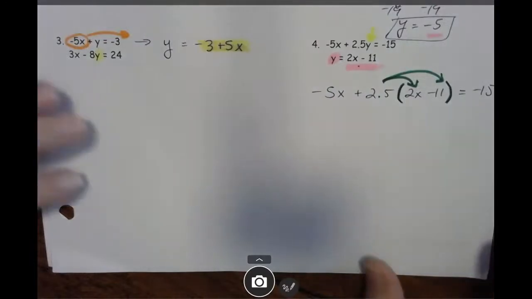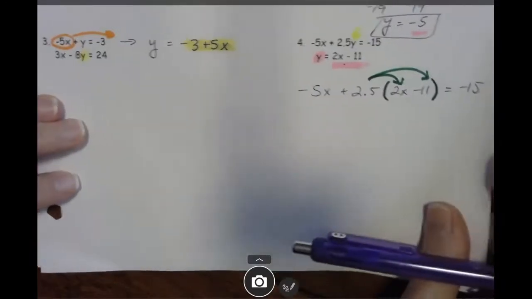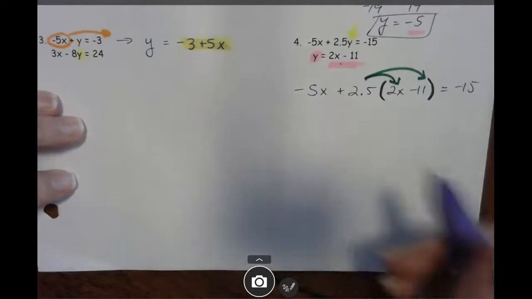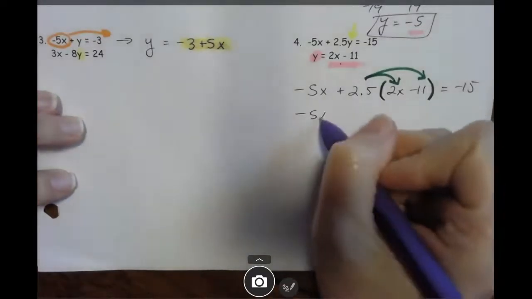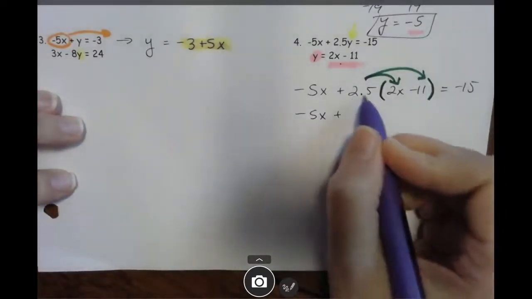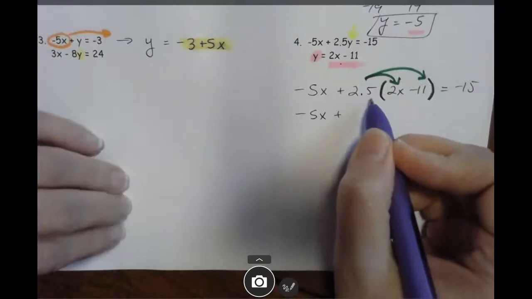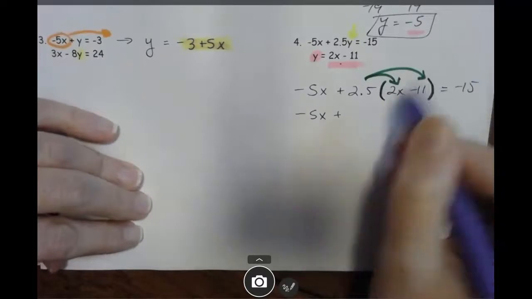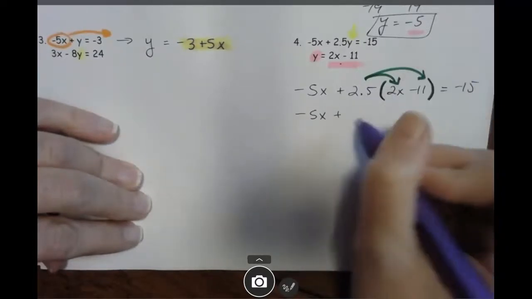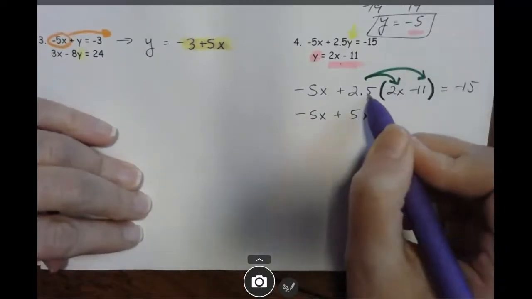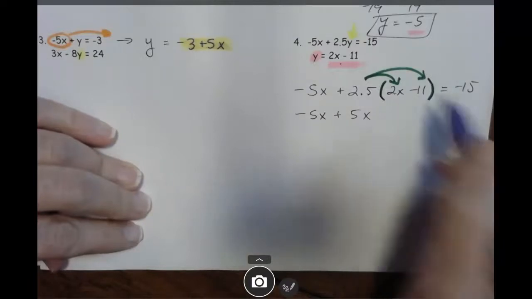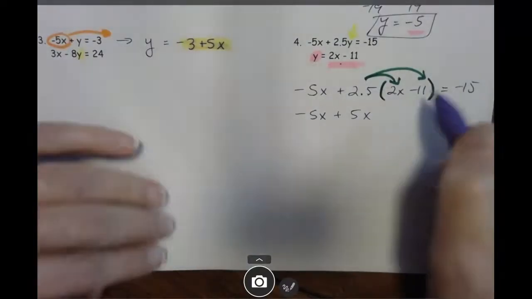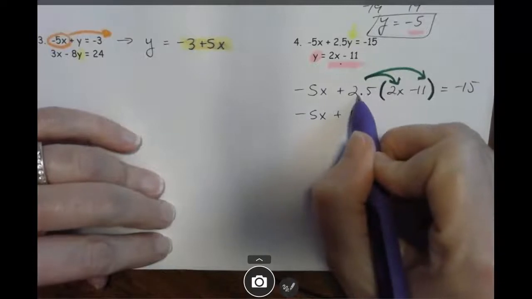I'll do the decimals for you because I know that those kind of freak people out sometimes. So negative 5x plus 2.5. Think of 2.5 like money. It's $2.50. 250 times 2 is 5. So 2.5 times 2 is 5x. 2.5 times 11. Let's think about that as 11 times 2 is 22.